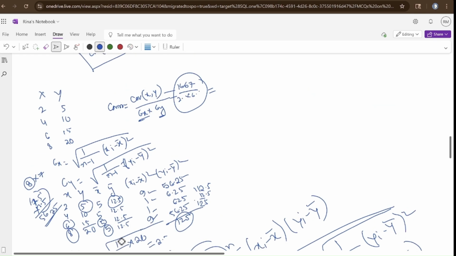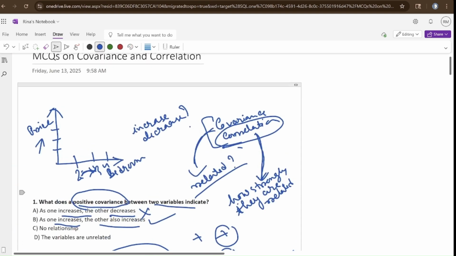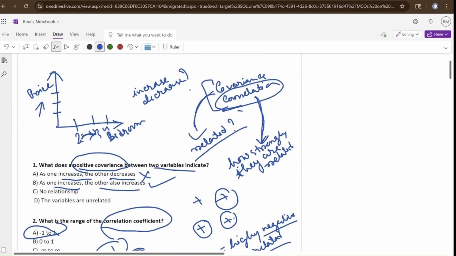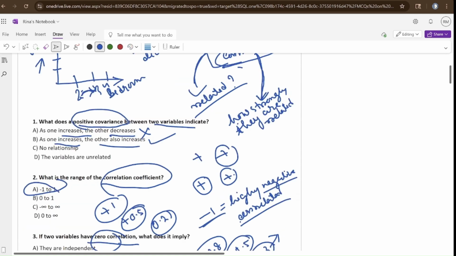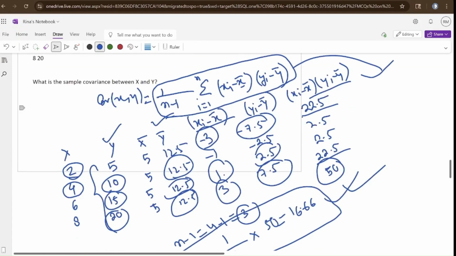Fine. So let's recap the whole thing. To know the relationship between two variables, we have to use either covariance or correlation. Covariance tells you whether they are related or not, but correlation also tells you how strongly they are related. Correlation coefficient can be from -1 to +1. +1 means highly positively correlated. -1 means highly negatively correlated. The formula for covariance is this one, and the formula for correlation is a bit different. So that is why in correlation the unit is removed.